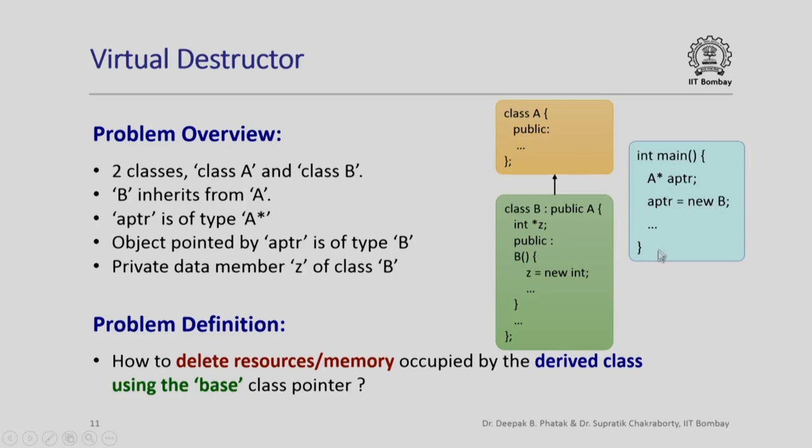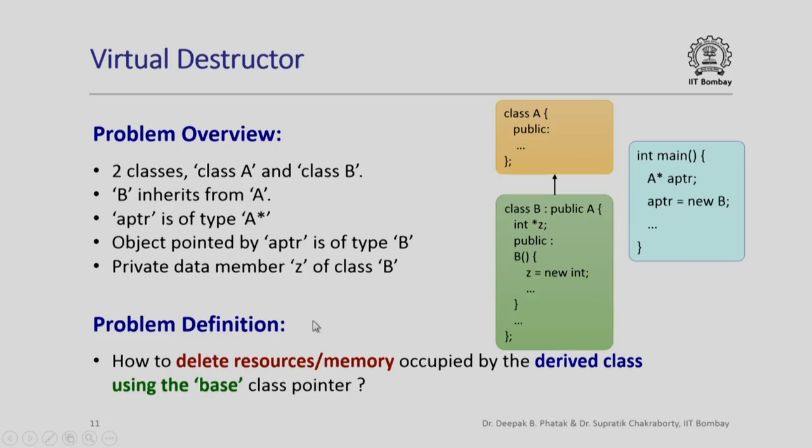Now the question is, somewhere in this main program, suppose I say delete APTR. Because APTR is a pointer to an object of class A, delete APTR will go and invoke the destructor of class A. However, I am really trying to deallocate the space allocated for this object of class B, because APTR was really pointing to an object of class B, and this object had already dynamically allocated some memory for an integer and stored the address of that in Z. But when the destructor of A is called, there is no way from the destructor of A I can access this private data member of class B and free up this space allocated for the new integer.